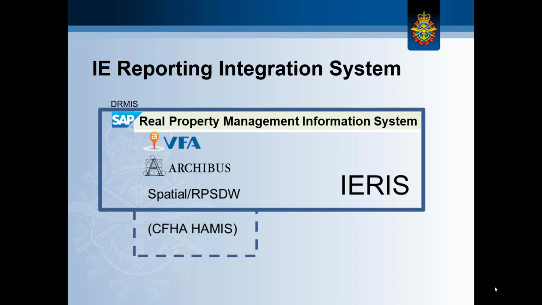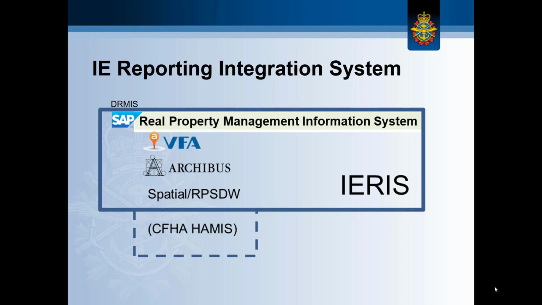So what we're going to do over the next several videos is we will dig a little deeper into each of these systems. We will explain how the DRIMIS SAP system works. We'll then provide a very brief overview of VFA, Archibus, and the Spatial Data Warehouse. This is just to give you enough of a flavor to understand that these systems are there, not necessarily train you how to use them. That would be something else that would happen later.